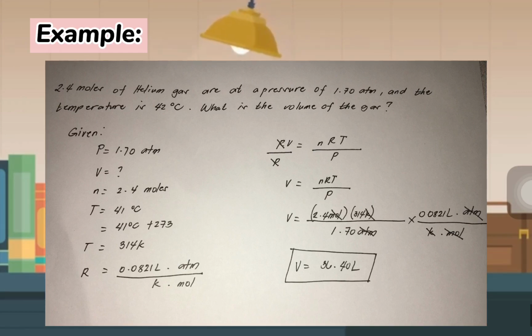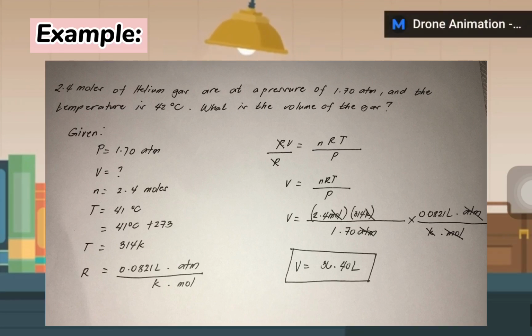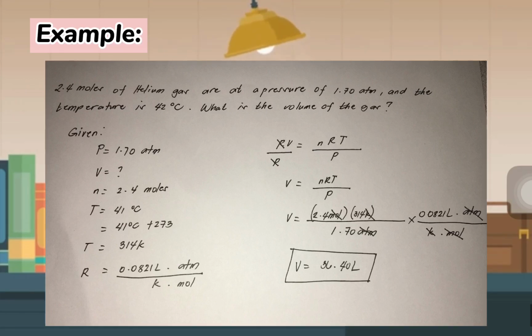To have an easier computation, we will cancel all the same units. So we will cancel the mole, then the atm and the Kelvin. The remaining unit will be the liter. So 2.4 times 314 times 0.0821 liter divided by 1.70 is equal to 36.40 liter. That will be our volume.